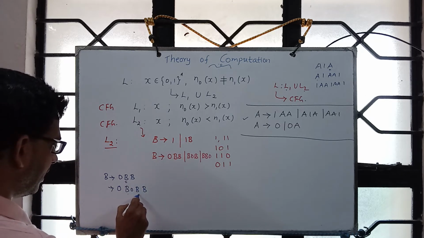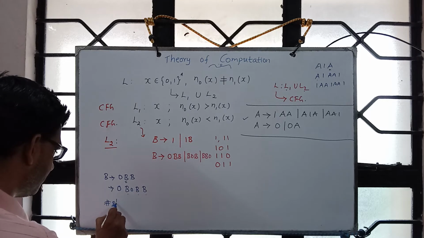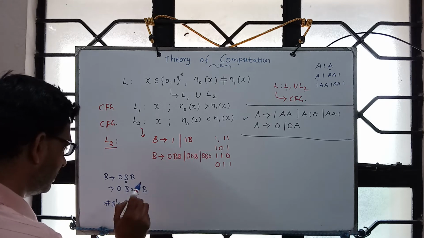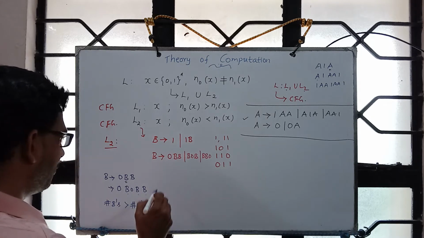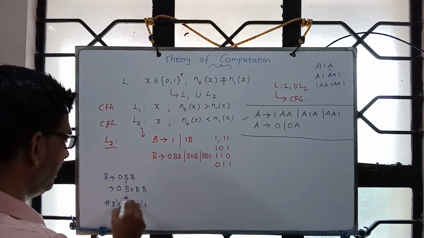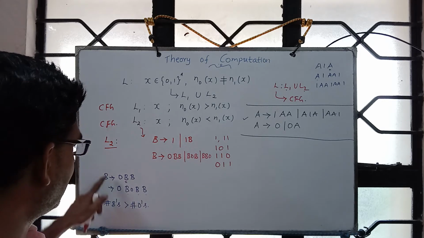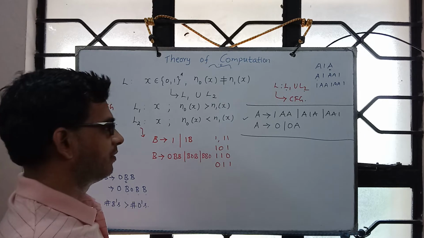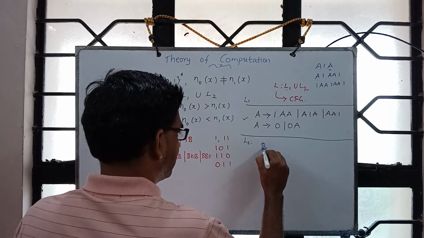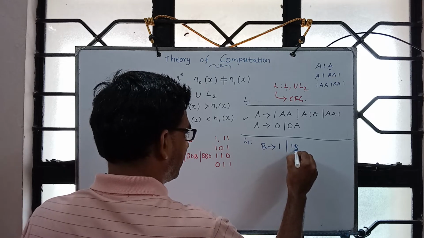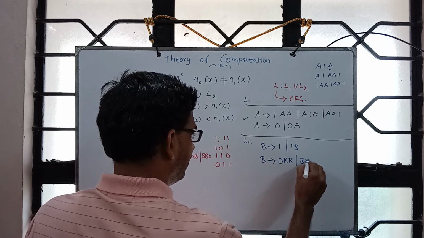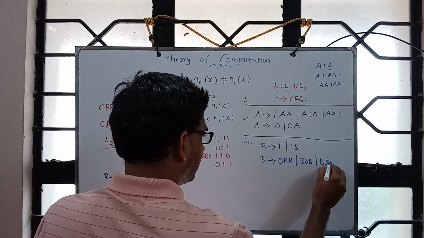You see that the number of B's is at least one more than the number of 0's. And at a later point in time, you can replace B with this or by 1B. So that way you will have more 1's at any point in time. Fine. So this one is L1, this one is L2. It says B implies 1 or 1B, or B implies 0BB, B0B or BB0.